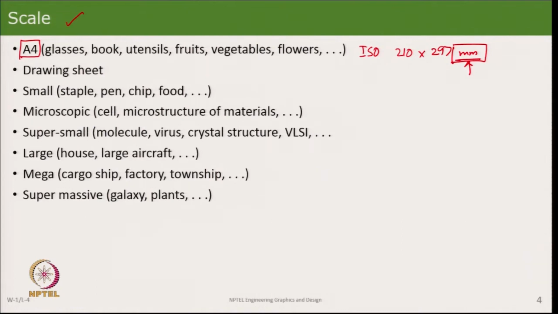And then we can ask, what are the things that are about the size of an A4 sheet? Here I have listed some items: the glasses that we wear, maybe a typical book, utensils in a kitchen, fruits, vegetables, certain flowers, not a very big bunch of flowers, but individual flowers or small groups of flowers. So, we can think of these as approximately being of that size.